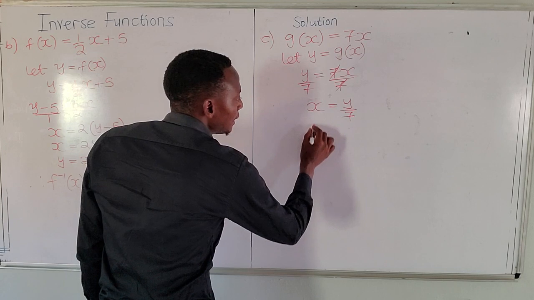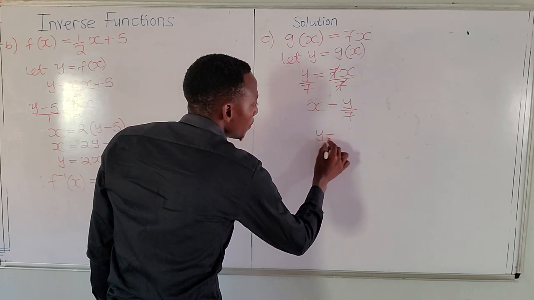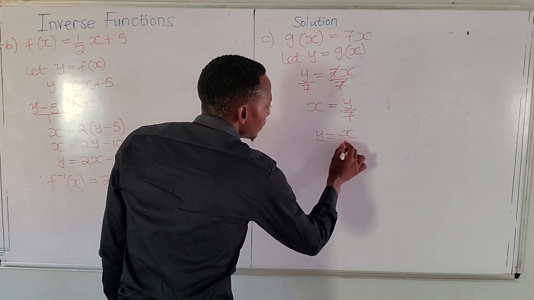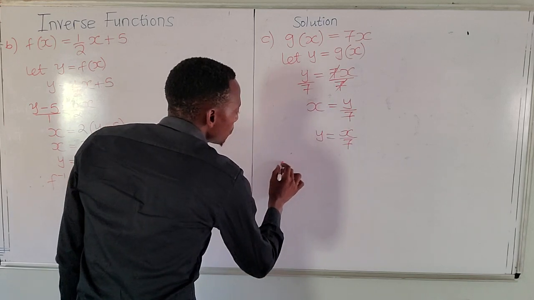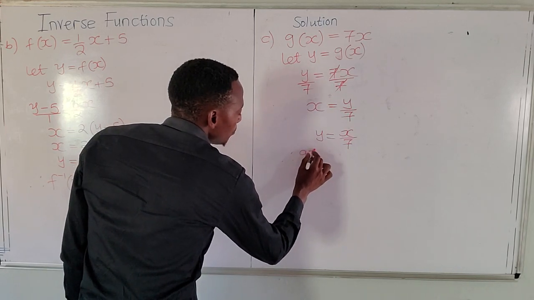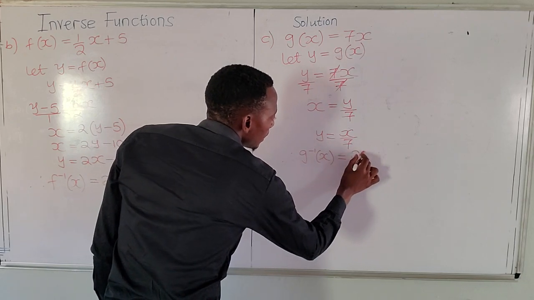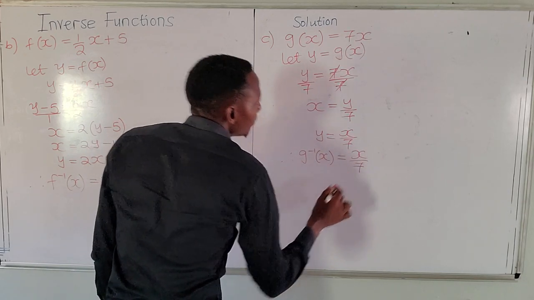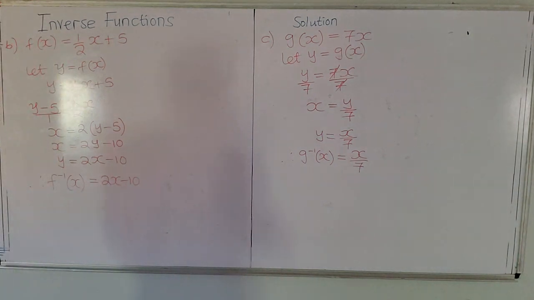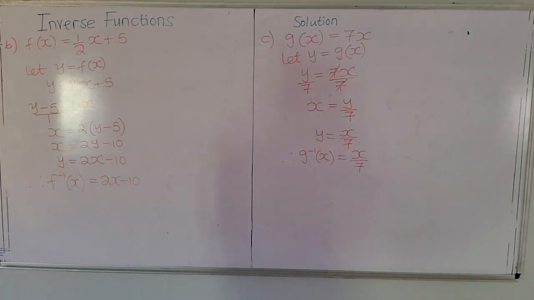Then here we interchange. So where there is x, we put y, and where there is y, we put x. So this gives us, therefore, g inverse of x will be equal to x over 7. That's how we work out such a question.